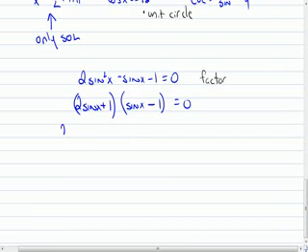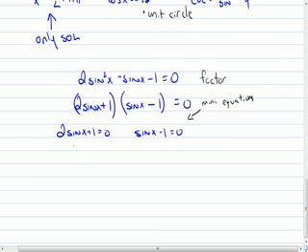And with each little factor you make a mini equation. So this one, we have sine equals negative 1/2, and this one, sine x is equal to 1. So we've got to search the unit circle for y coordinates of negative 1/2 and 1. Where does that happen on the unit circle?